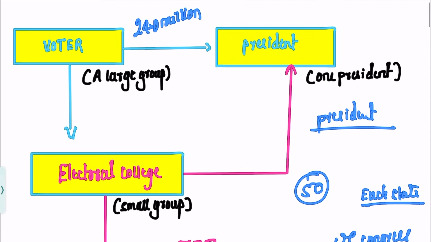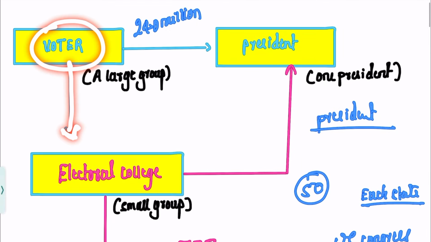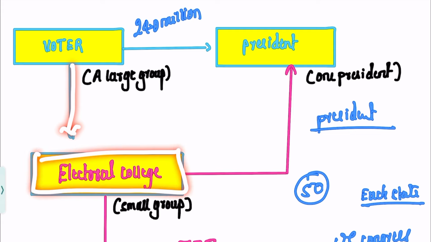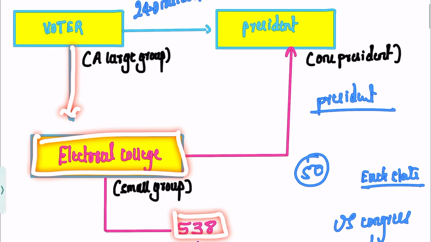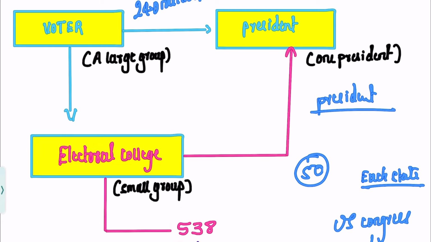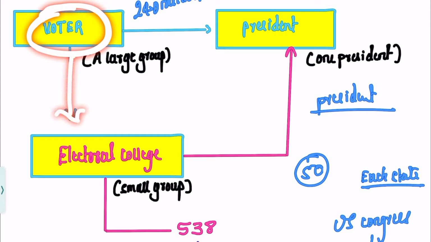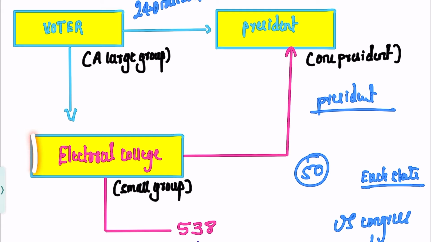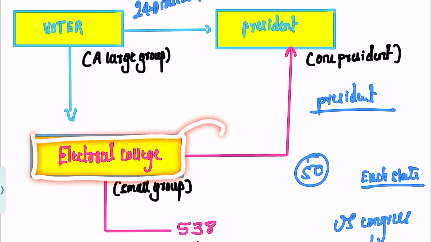So voters vote in each state to elect their respective electors in the electoral college. And once the voters have elected the electoral college, this electoral college will elect the president. Basically, there are two votes which happen. First, the general voters vote and elect the members of the electoral college. This is the first vote. But then these members of the electoral college vote again, and that happens in the month of December.